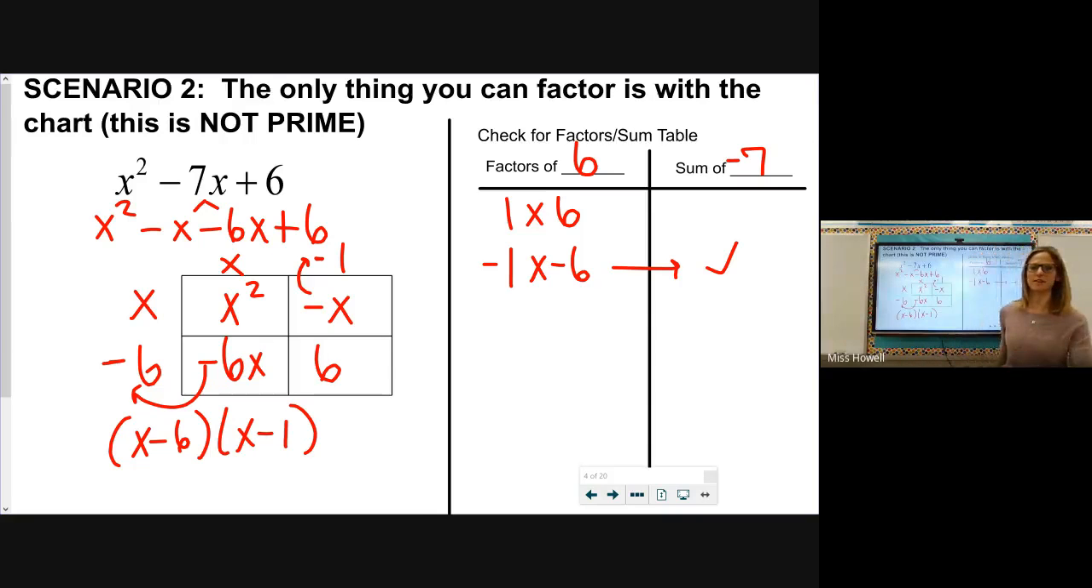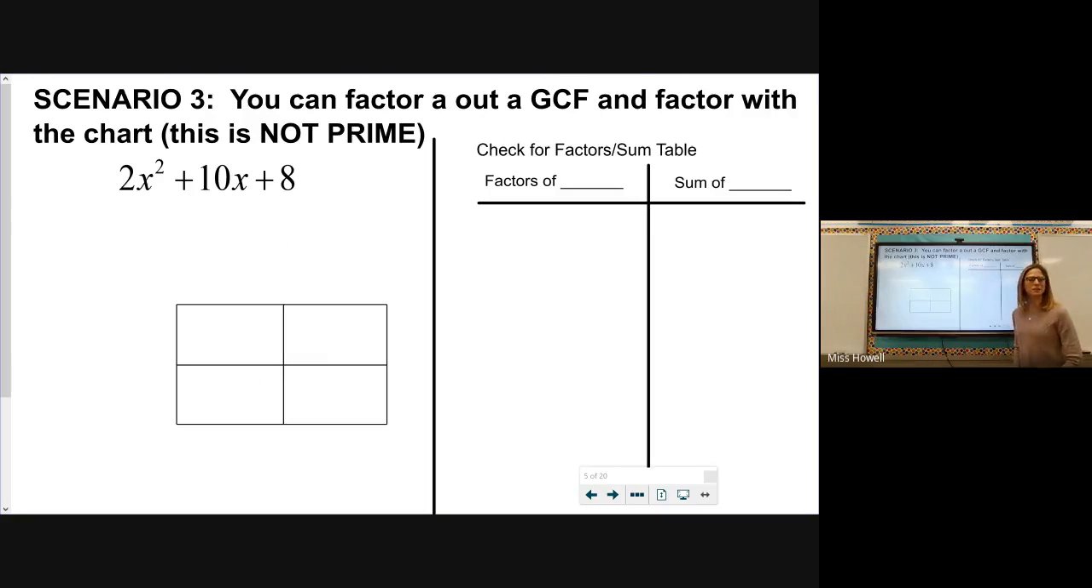All right, scenario number 3. I can factor by pulling out a GCF, and I can factor with my chart. Clearly, that's not going to give us prime, and in this case, we'll end up with 3 factors: our GCF factor and our 2 binomial factors we get from our chart method. So in this case, 2x squared, 10x, and 8 all have a common factor of 2. As soon as I pull that out and I have leftovers, prime's out. That's not an option because I've now broken it apart. It's done a little bit of factoring already.